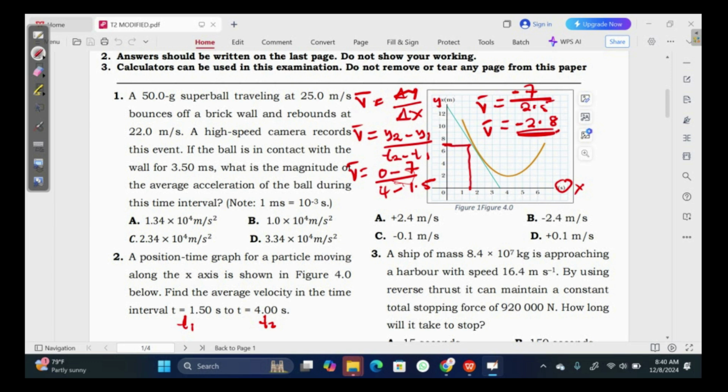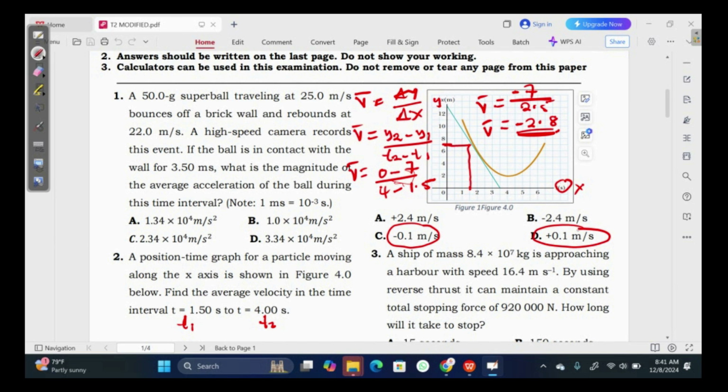Now, when it comes to MCQ, I have to choose the answer. There is no -2.8 here, but there is positive 2.4, positive 2 point something. So I need to find the answer which is going to be near 2.8. Sorry, I need the 2.8. So I can clearly see that I can't get this one. This is far away.